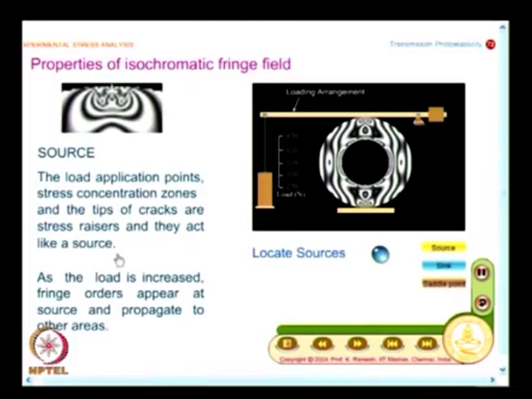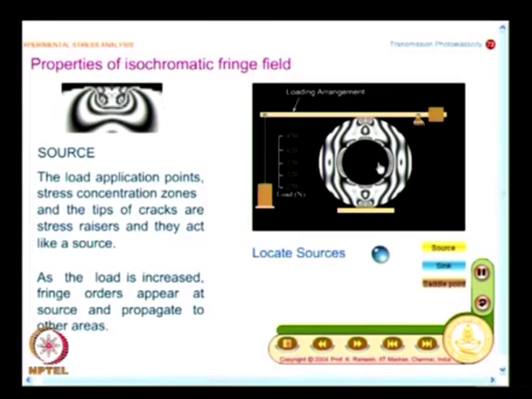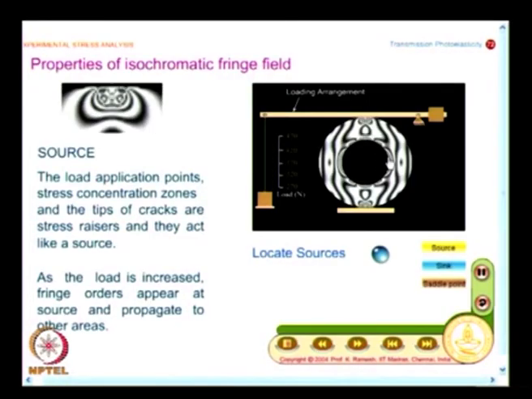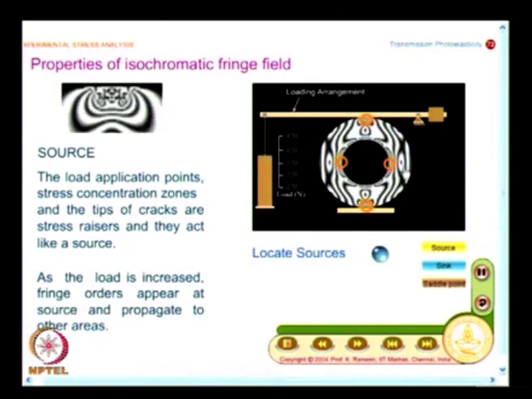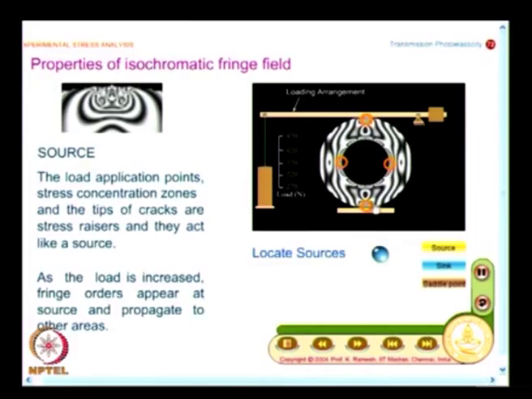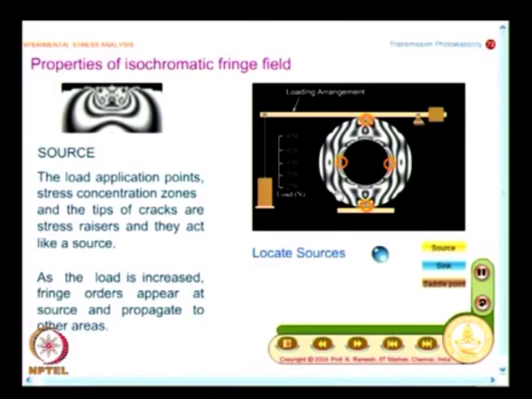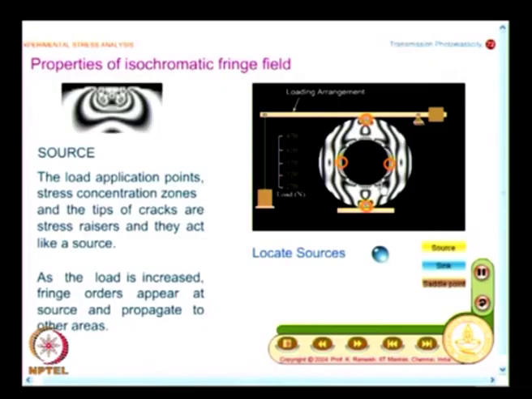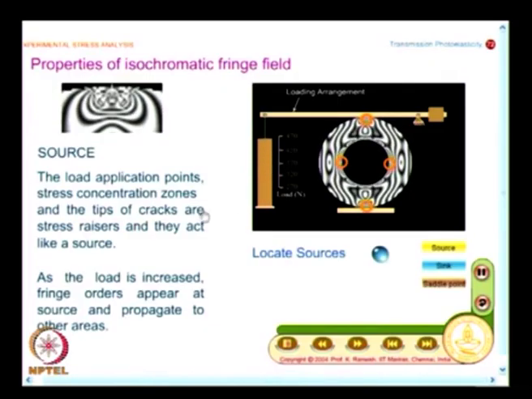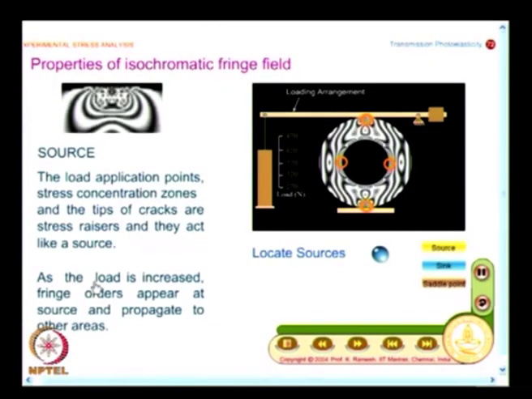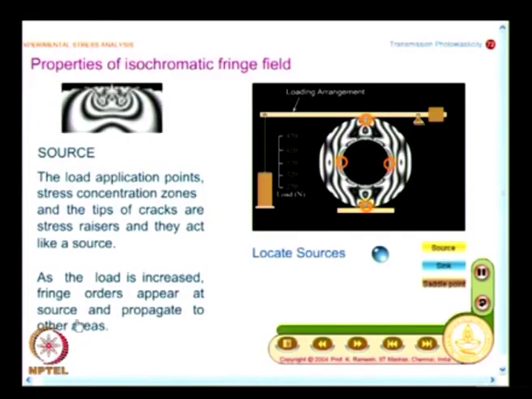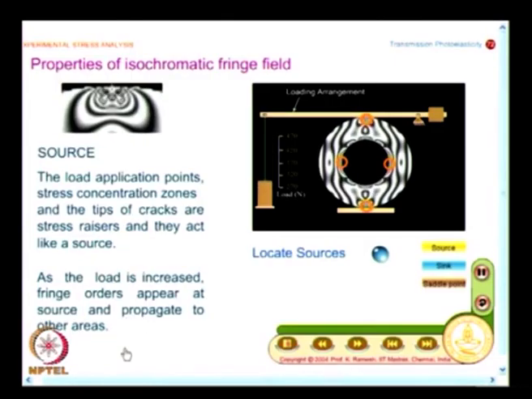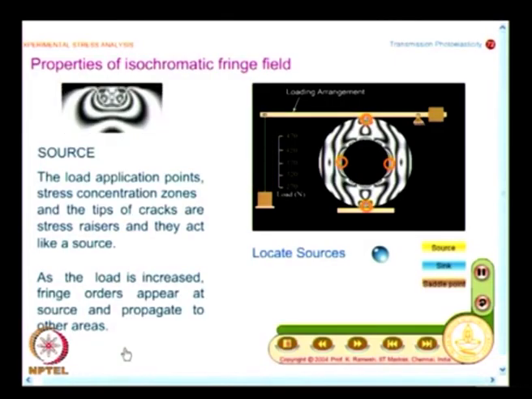And you have many such sources in the case of a ring under diametral compression, and you can also locate the sources. I have not located all of them. This gives you an indication of how to go about locating the sources. And this is the key point. As the load is increased, fringe orders appear at the source and propagate to other areas. So, if I label the fringe, I can trace its label as it moves out.